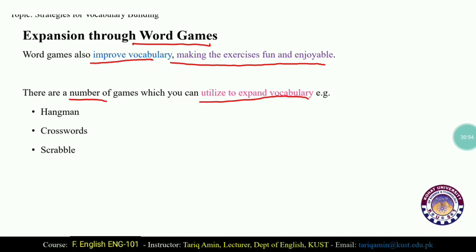So the best way to improve your vocabulary is to install an advanced dictionary. Let me suggest you some dictionaries. You can install Cambridge Dictionary, Oxford Advanced Learner's Dictionary, or Merriam-Webster Dictionary easily on your cell phone.